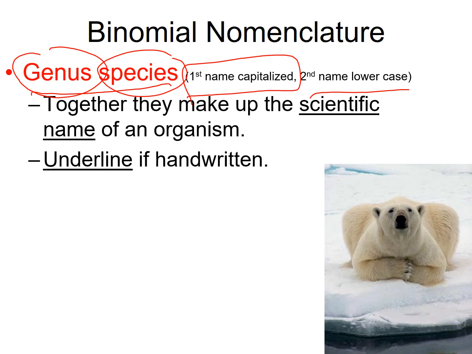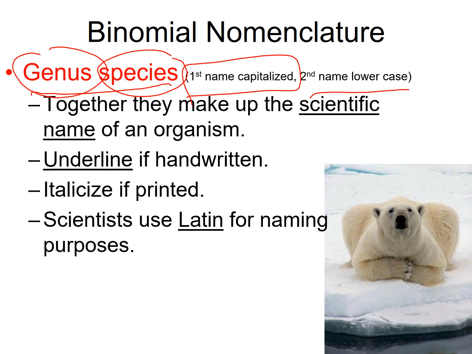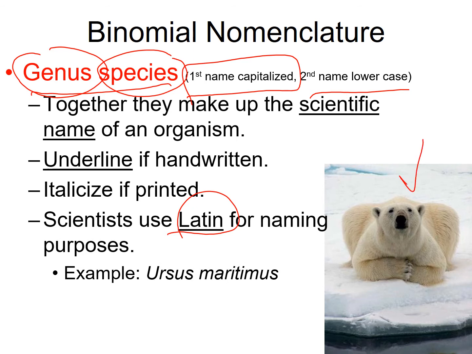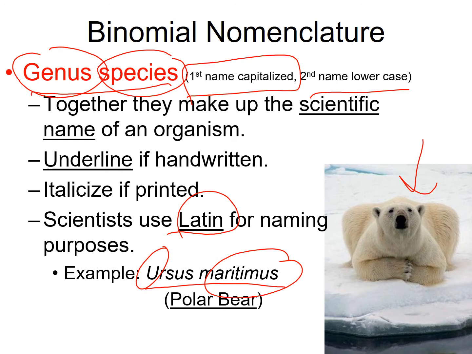Underlined if you handwrite it. Italicized if you print it. Then, of course, scientists use Latin names for a reason. So look here, we know that is a polar bear, but a real name for a polar bear anywhere in the world would be called Ursus maritimus. You see how it's italicized because it's typed. First name is capitalized, second name is not. This is polar bear. But how do we get the genus species?